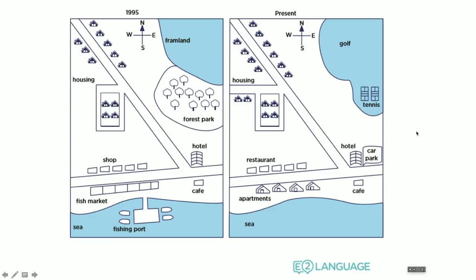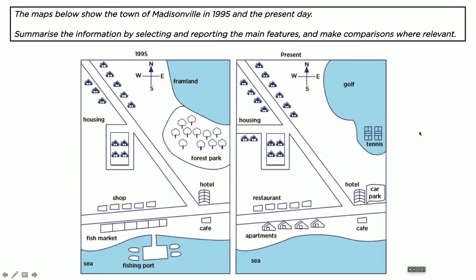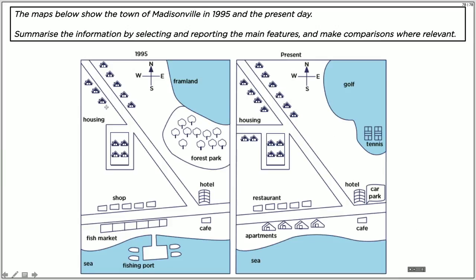Well, before we do anything, let's just take a good close look at these two maps to see what are the similarities and what are the differences, okay? This is critical. Let's analyze it. First of all, let's read the description which says the maps below show the town of Madisonville in 1995 and the present day. Okay, we already knew that, so that wasn't that helpful. Let's go through and have a think about what's changed and what's the same.